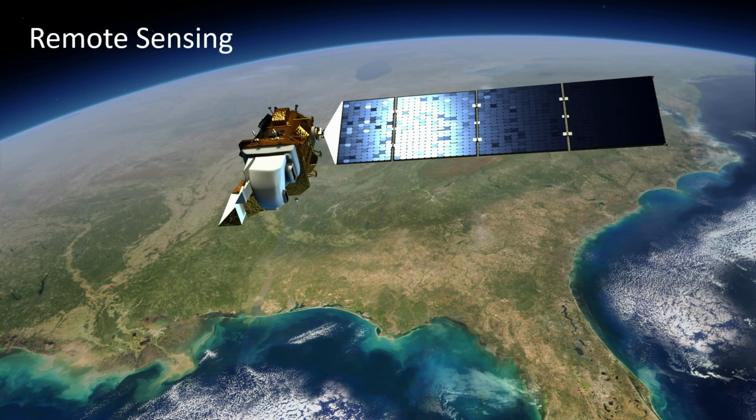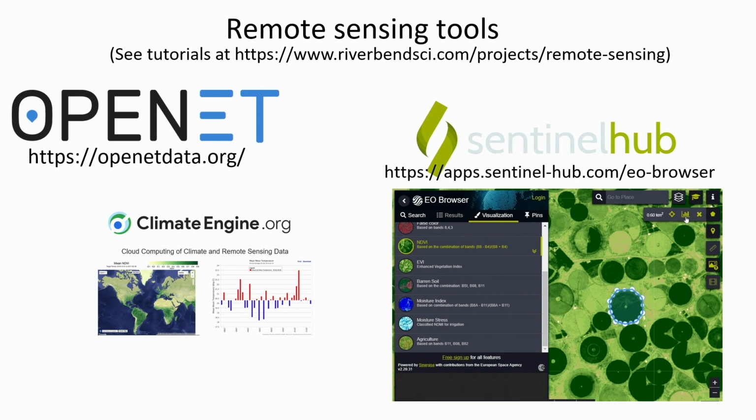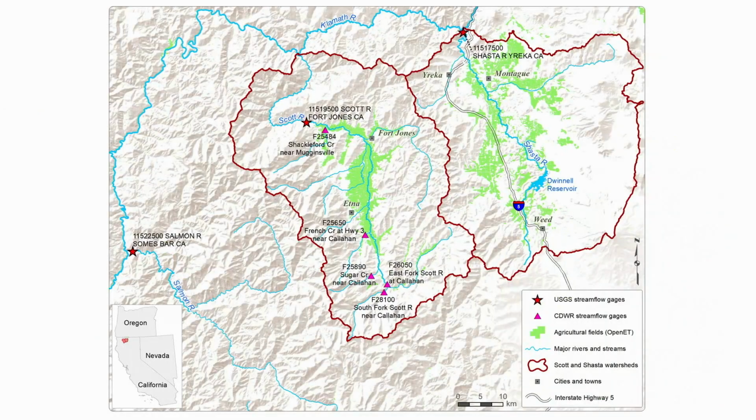We wanted to use remote sensing to see what was going on in our fields during these curtailments. I'm using information from three tools here, primarily OpenET, but also some from Climate Engine and the Sentinel Hub EO Browser. These are all three great tools that I encourage you all to play around with. Our study area is the Shasta and Scott River valleys of Northern California. These are two tributaries to the Klamath River, which is one of the major salmon-producing rivers on the Pacific coast.